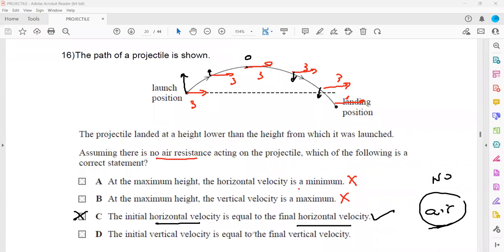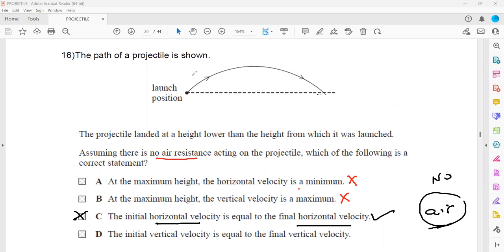Initial vertical velocity is equal to final. This statement can be true if the projectile reached the same starting position, same height, same level. So the last statement can be true. If this was a figure, then this last statement will be true, that the initial vertical velocity is equal to the final vertical, but in the opposite direction.